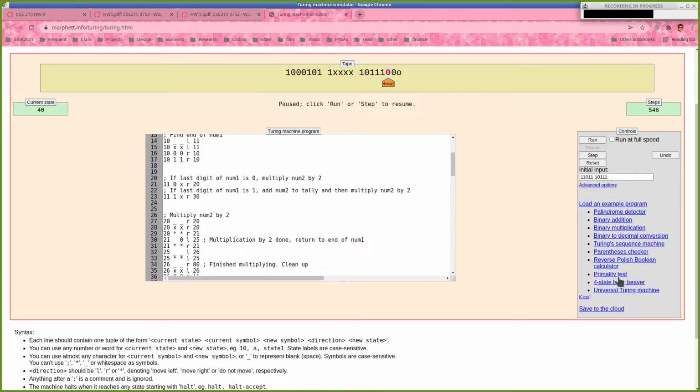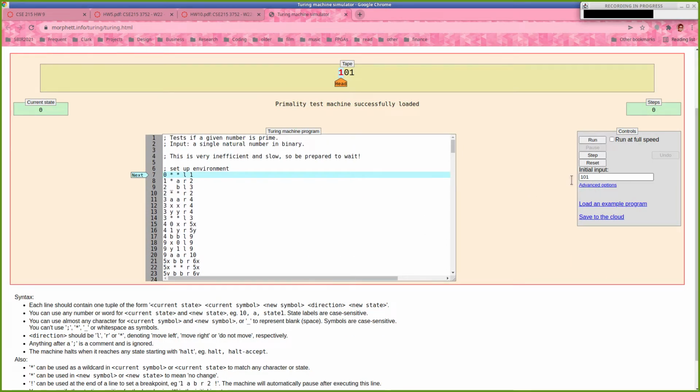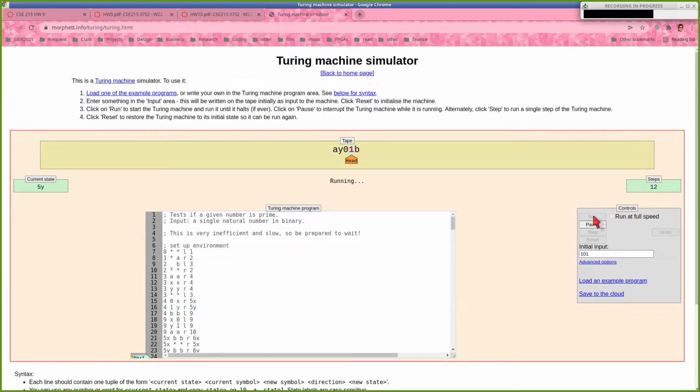So it's not a 215 class if we don't do primes. So let's do a primality tester, and let's see if 5 is a prime number. So we'll run this at full speed. And so it's decided 5 is a prime number, and it took 1,500 steps. And let's try 7. And it took 2,600 steps and found 7 is a prime. And let's try 9.